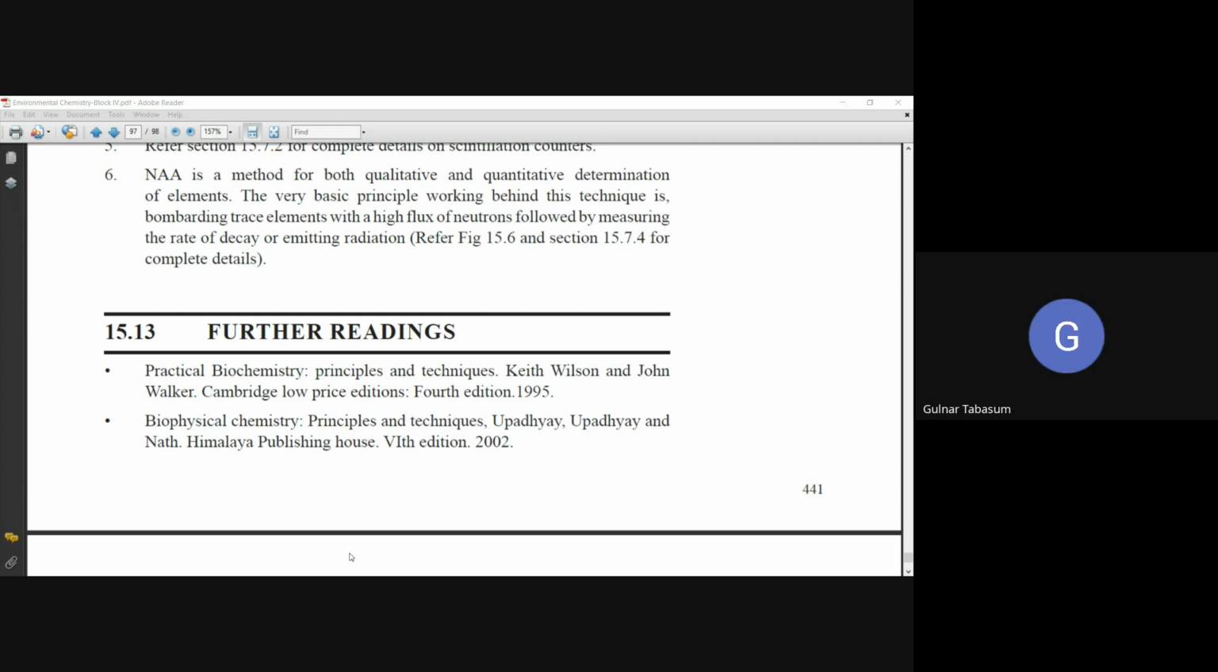Atom economy means, in green chemistry, if you are taking 1 gram or 1 mole of the starting material and you get 1 mole of the product, the atom economy is 100%. That means none of the starting material is lost or degraded or converted to any other compound or byproduct during the process of your synthesis.